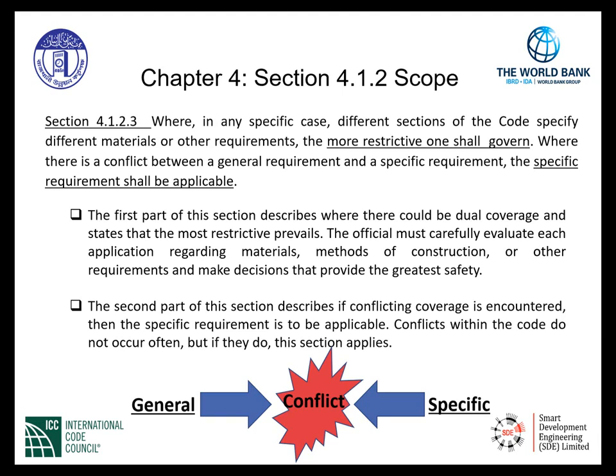Again, the first part of this section describes where there could be dual coverage and states that the most restrictive prevails. The official must carefully evaluate each and every application regarding materials, methods of construction, or other requirements that make decisions that provide the greatest safety. That is our goal here of administering the code. The second part of this section describes if conflicting coverage is encountered, then the specific requirement is to be applicable. Conflicts within the code do not occur often, but if they do, this section applies accordingly.